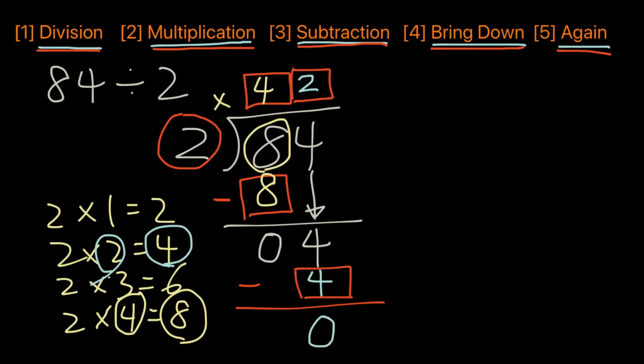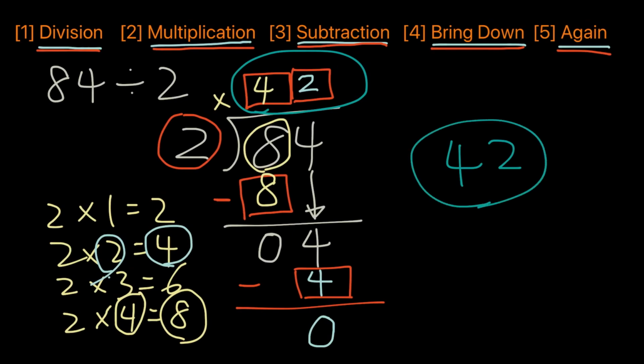And that completes our division. And so 42 in this case would be the answer. And we have a remainder of 0.